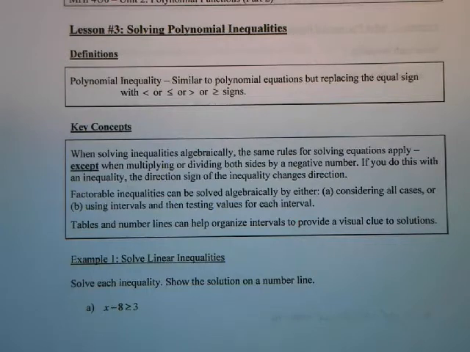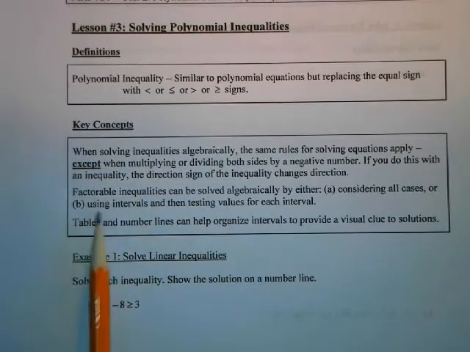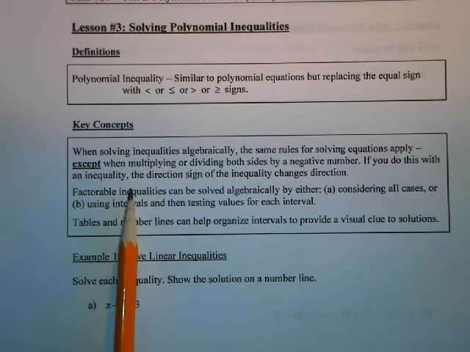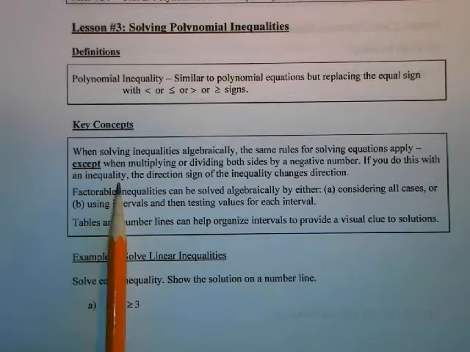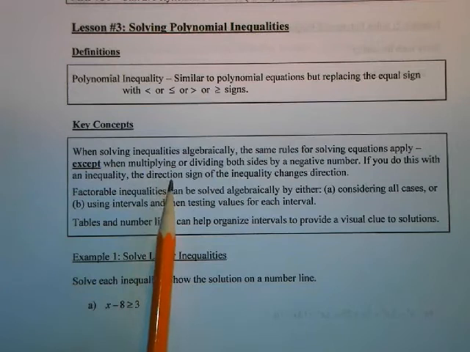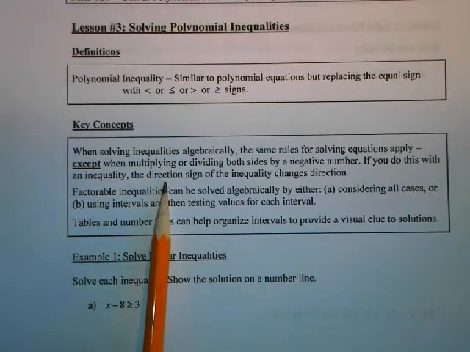If you multiply both sides by a positive number or divide by a positive number, that's okay. But if you multiply or divide both sides of an inequality by a negative number, you can still do it, but you have to change the direction of the sign. So if it's a greater than sign initially and you multiply by -2, you have to change the sign to less than.